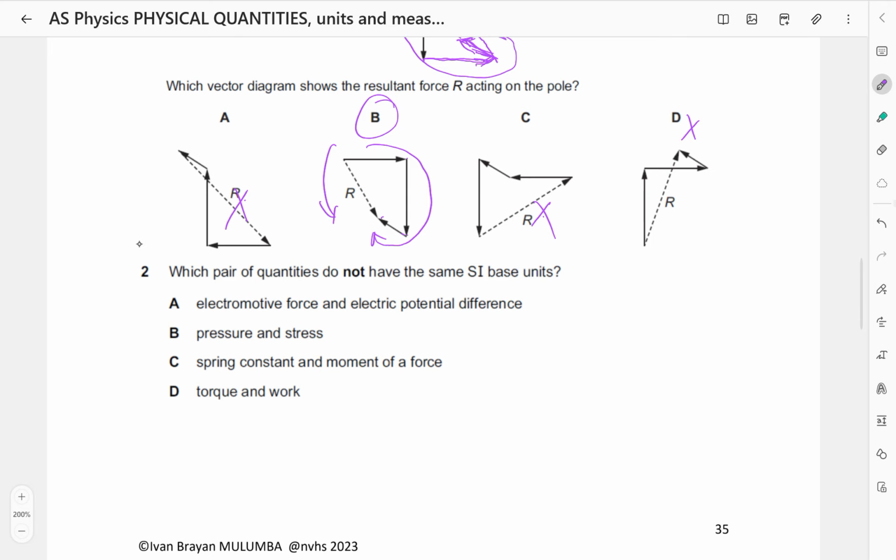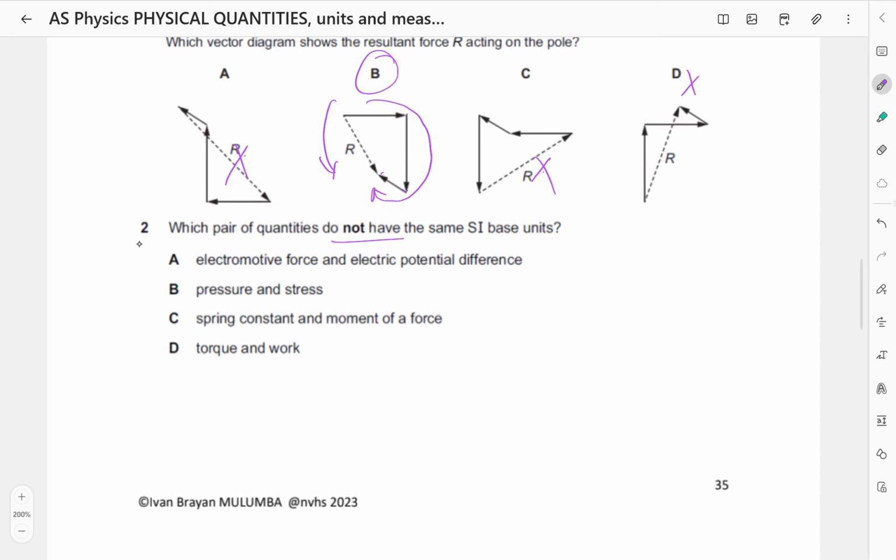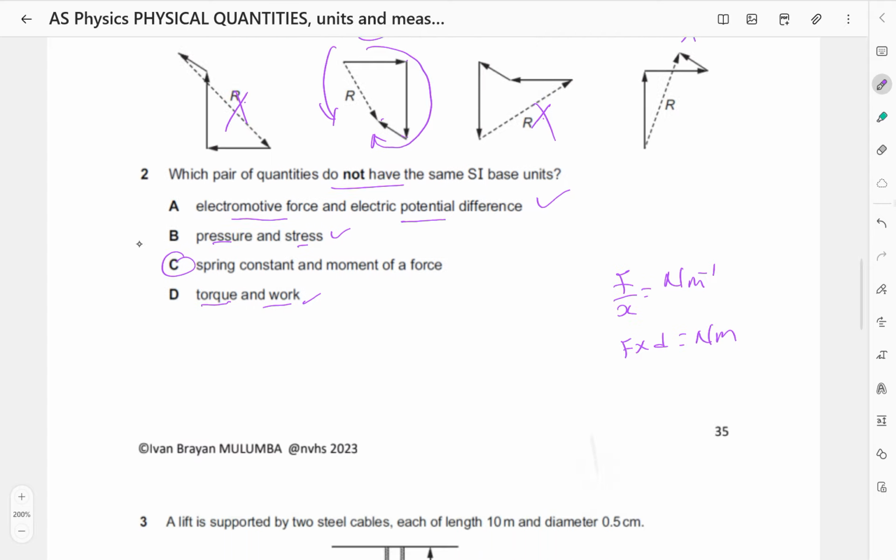Which pair of quantities do not have the same SI base units? I think from experience, because torque is force times perpendicular distance, work is force times distance, that is the same unit. Pressure and stress have the same units. EMF and PD have the same units. The answer is going to be C, because spring constant is force over extension, which is newtons per meter. Then moment is force times perpendicular distance, which is newton meters. So they are not the same.